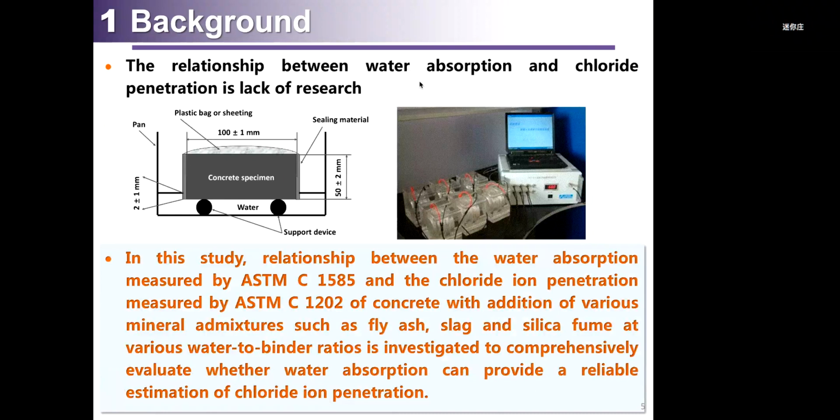However, the relationship between water absorption and chloride penetration has not been fully studied. In this study, the relationship between the water absorption measured by ASTM C1585 and the chloride ion penetration measured by ASTM C1202 of concrete with additions of various mineral admixtures such as fly ash, slag, and silica fume at various water-to-binder ratios is investigated to comprehensively evaluate whether water absorption can provide a reliable estimation of chloride ion penetration.